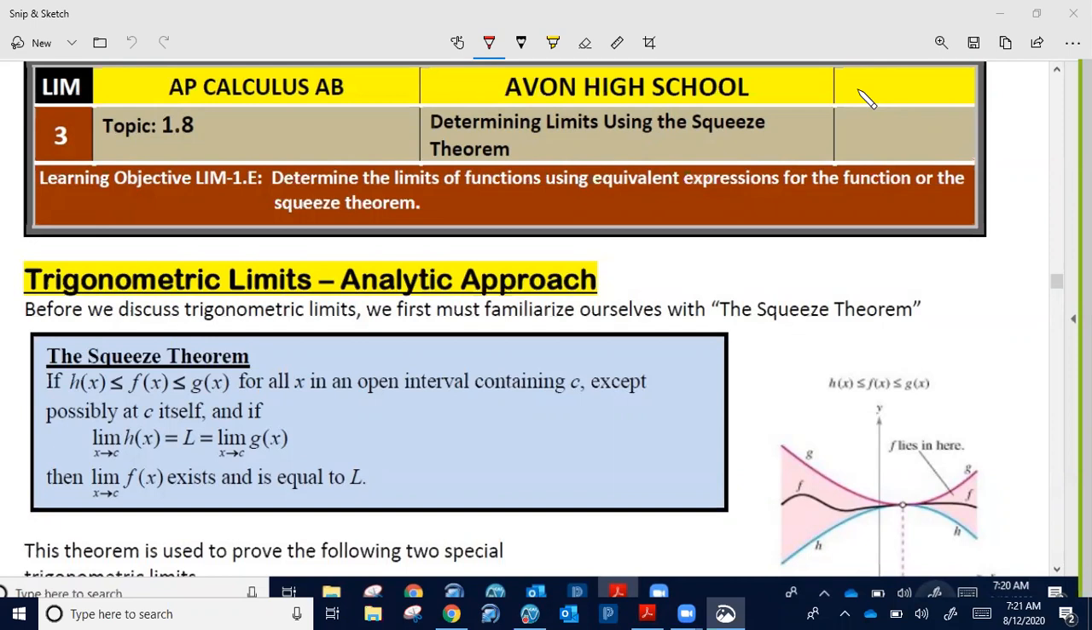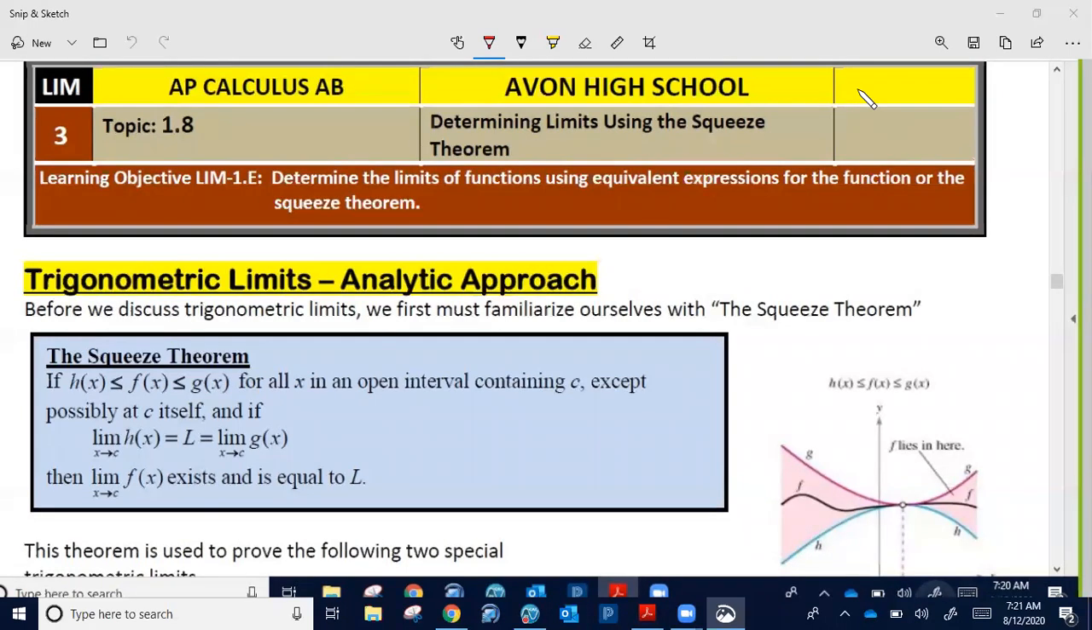Today, we're going to quickly get through topic 1.8, determining limits using the squeeze theorem. We've been working throughout this course thus far on limits. We started with limits graphically, looking at a picture and finding if the left and the right sides come together. A limit's where you're moving to, not where you're at.